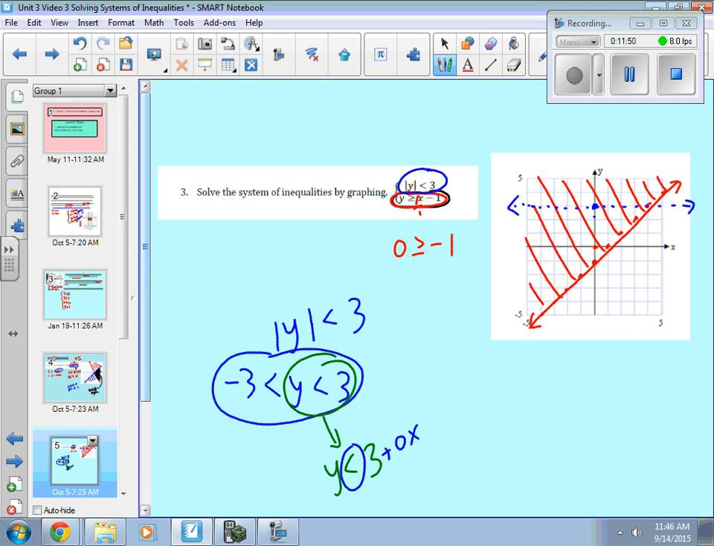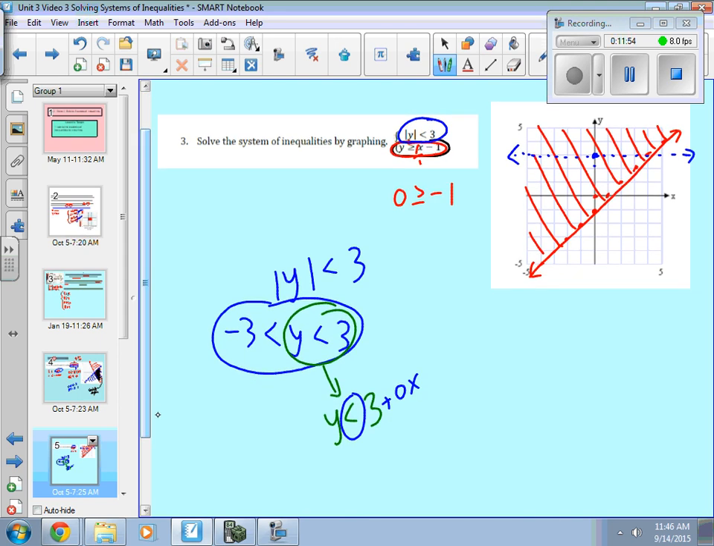So that is for that part of it. Okay, and it's less than, so we want to shade everything less than this line. So anything below this line should get shaded in, because all the numbers less than 3 would be below.